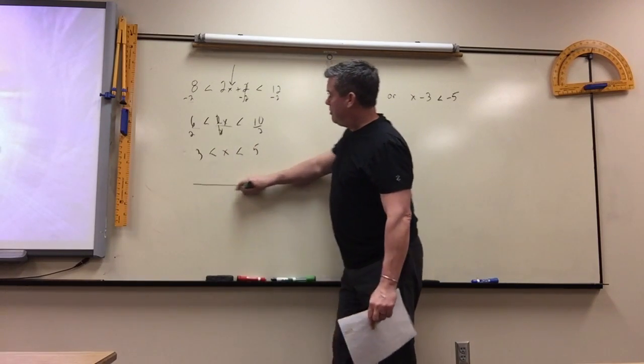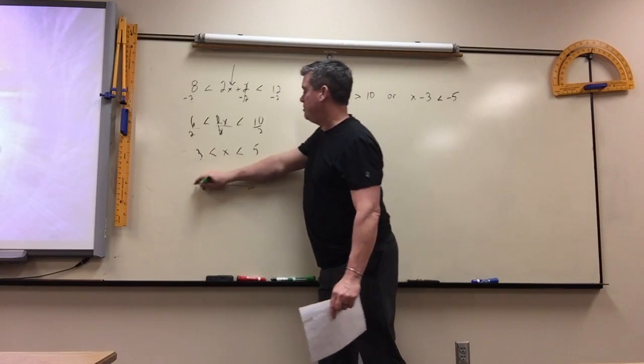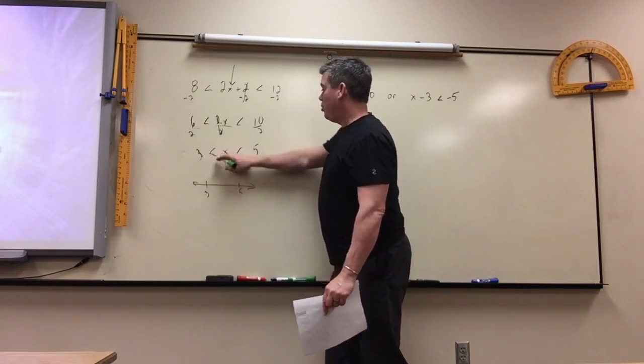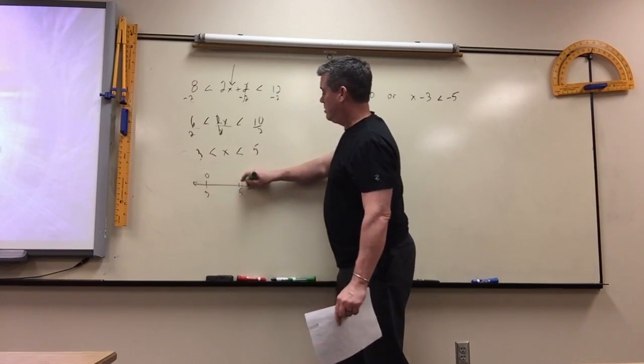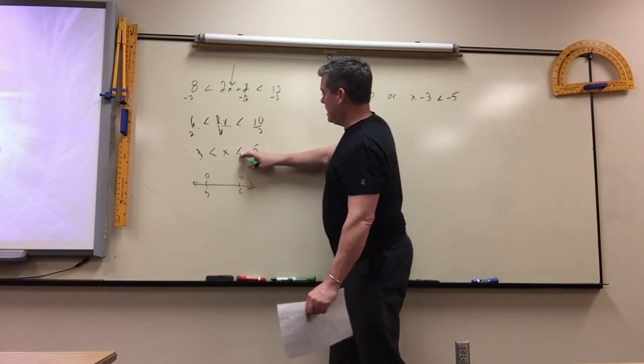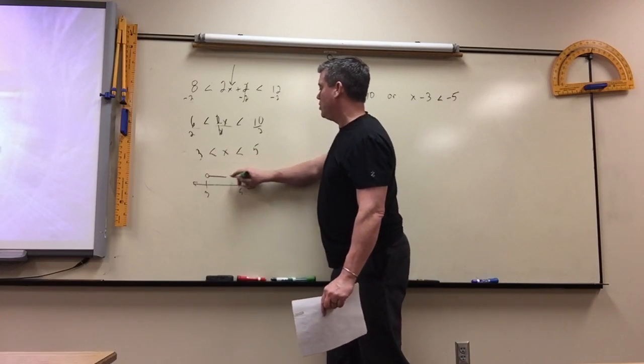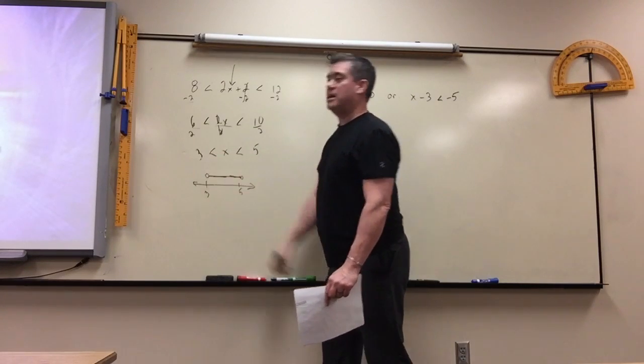So the graph, it's going to be between 3 and 5. They're both hollow circles. X is less than 5, so it's going this way. X is greater than 3, so it's going to the right of 3. So they connect like that.